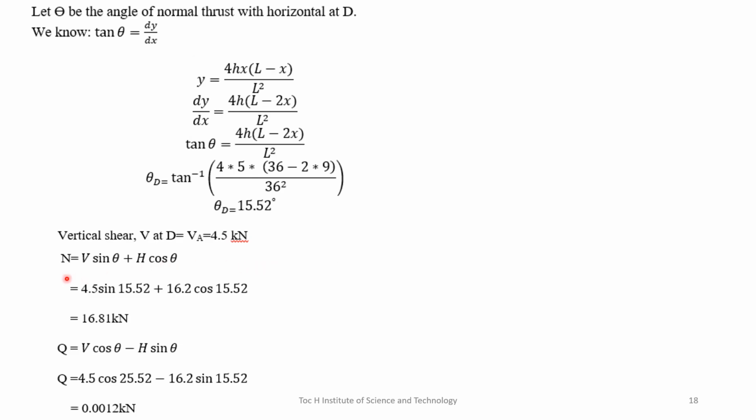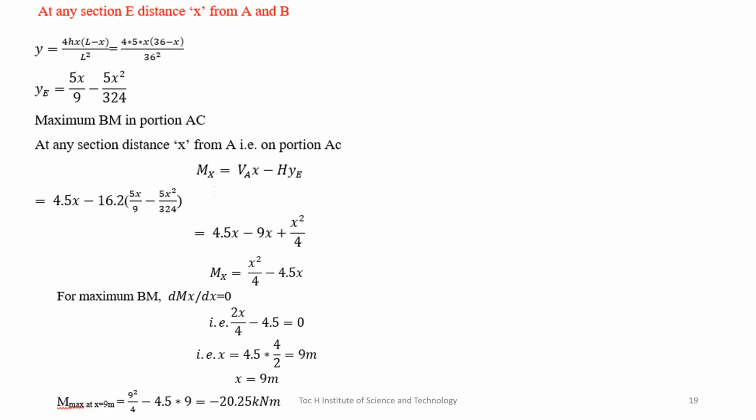So how will you find the normal thrust? By using this equation, that is Vd sin theta plus H cos theta. So Vd we already got as 4.5, into sin theta plus H into cos theta, that is equal to 16.81 kilonewton. Then Q equals V cos theta minus H into sin theta, and that is equal to 0.0012 kilonewton. Okay, so you got the value of normal thrust and radial shear.